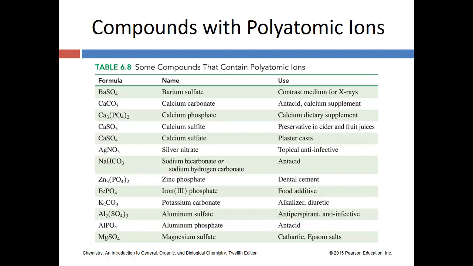And so this table here gives us a list of compounds that involve polyatomic ions and some of the common uses for them. Don't really need to get too deep into this part of it. These are just common example things.